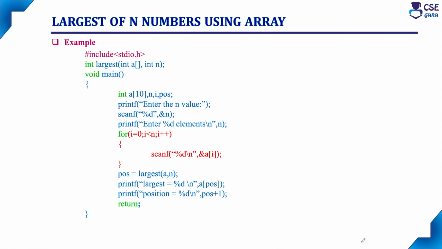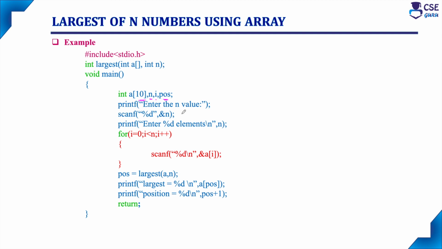The first example we are going to discuss here is a C program to find the largest of n numbers using an array. Here we are declaring an array with a size of 10, and n is the number of elements. i is the variable used in the for loop, and position is nothing but the position of the largest element. That position it will return. And here, first we need to enter the n value.